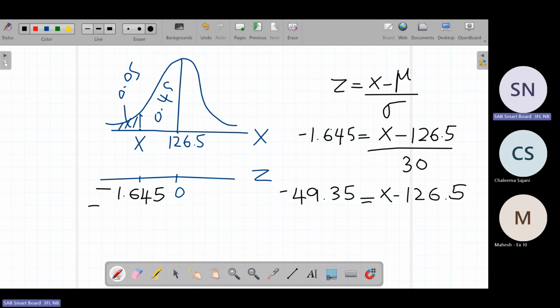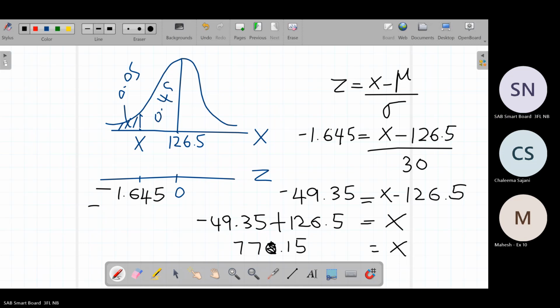Then we can take X as the subject. We can take the minus value to this side, then it becomes a positive value. Then what is the X value? 77.15. Then it means 5% of the coals are less than 77.15.